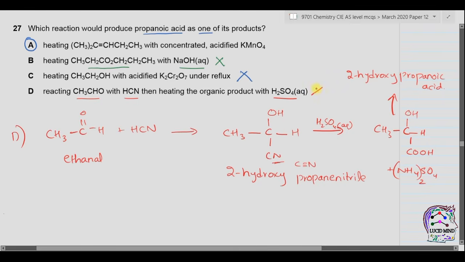So therefore D is also incorrect. So the only answer is part A.